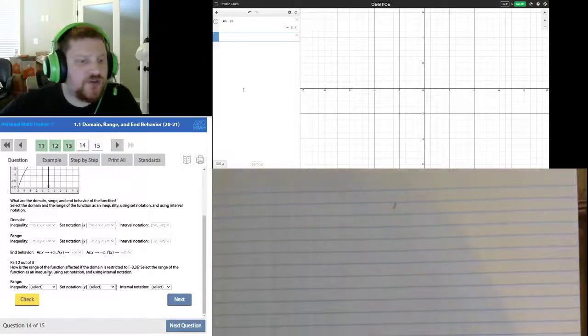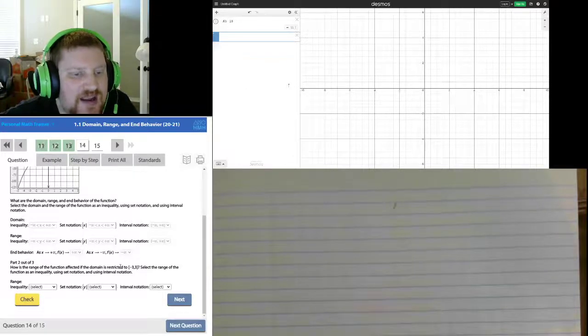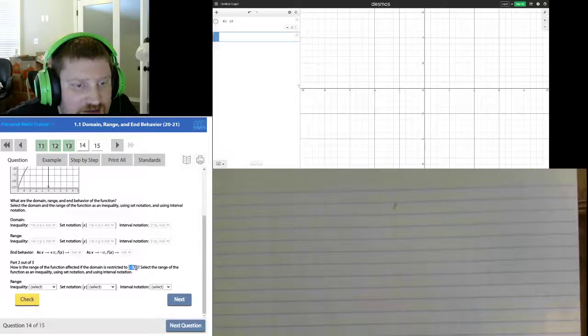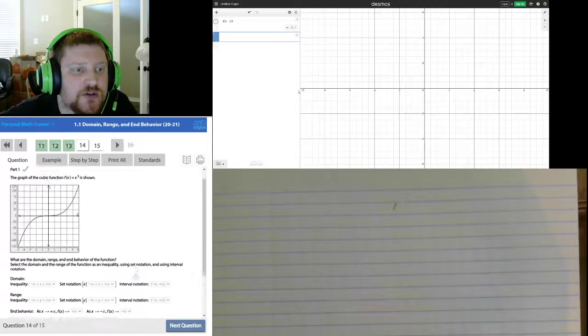How is the range of the function affected if the domain is restricted to negative 3, comma 3? Notice the closed brackets means that it does include them. Select the range of the function as an inequality using set notation and using interval notation.